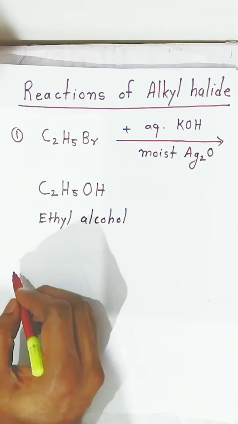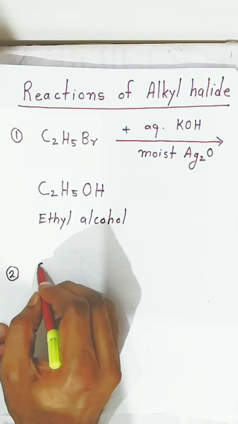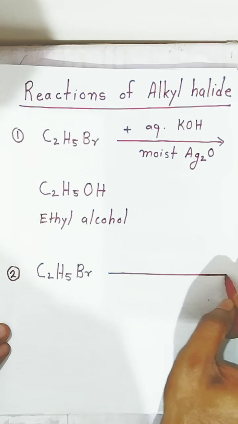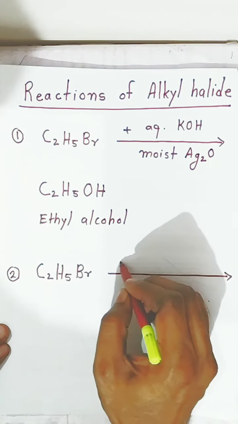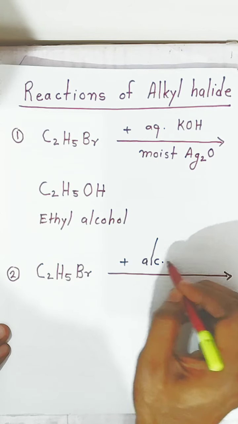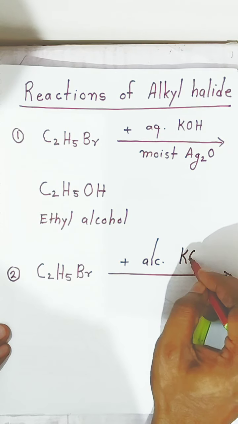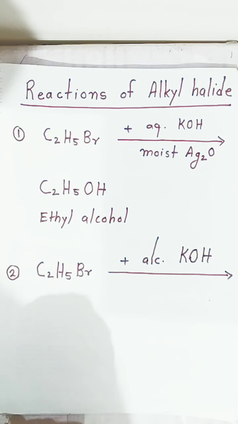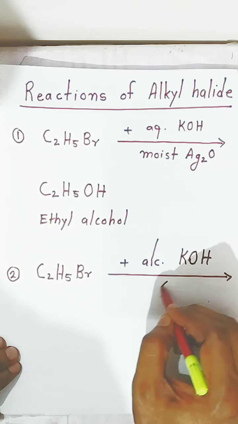Now students, you have the simple alkyl halide again, C2H5Br. We are taking the same alkyl halide and now you are adding alcoholic KOH. When we dissolve KOH in alcohol, it is called alcoholic KOH. Now students, if you add this alcoholic KOH and heat it, what happens?